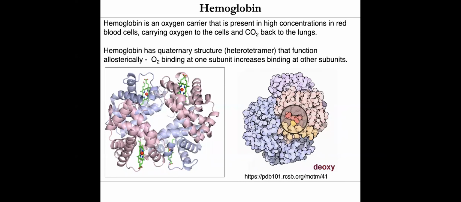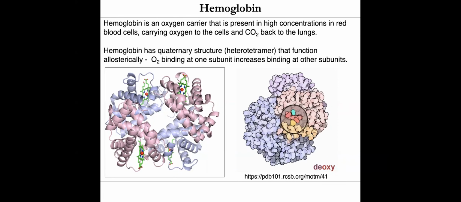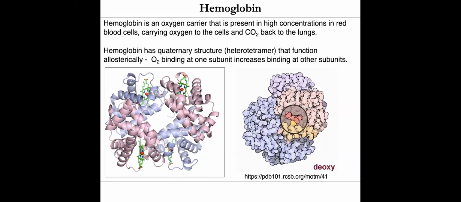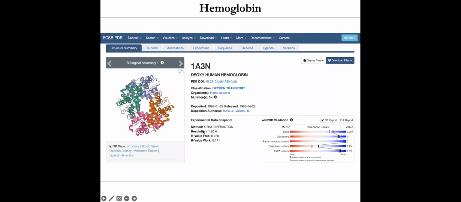It's a heterotetramer. So there are 4 subunits in hemoglobin, and they function allosterically, which you can see from this GIF on the right. Oxygen binding at one subunit actually causes a conformational change that increases binding at other subunits. So it's a very well studied, very interesting, and very important protein. The structure we're going to look at today is PDB code 1A3N. This is deoxyhuman hemoglobin, so it's human hemoglobin without oxygen bound to it.